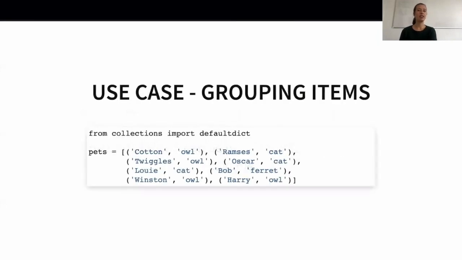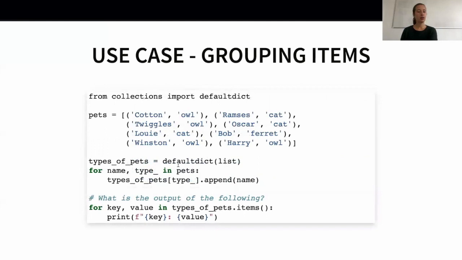Let's say we have a list of some of the pets Castle Kilmere's pupils are allowed to bring to school. We want to group the pets by type, that is having all the owls together, or the cats, and so on. This can be achieved by providing the callable list as an argument to the Defaultdict. We create our Defaultdict using list as a default factory. We then loop through our list of pets.